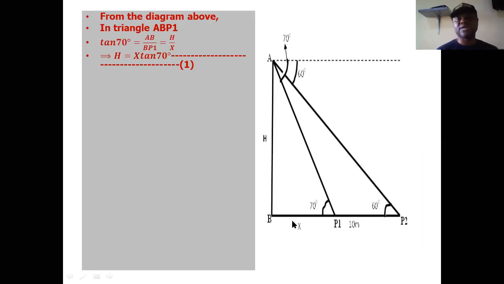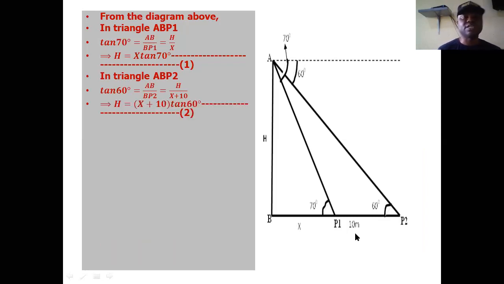Let us consider triangle ABP2. In triangle ABP2, we are still going to look at opposite over adjacent. That is AB over BP2. Tan 60 degrees is equal to AB over BP2. BP2 is X plus 10. So cross multiply again, we have H equal to X plus 10 times tan 60 degrees, equation 2.